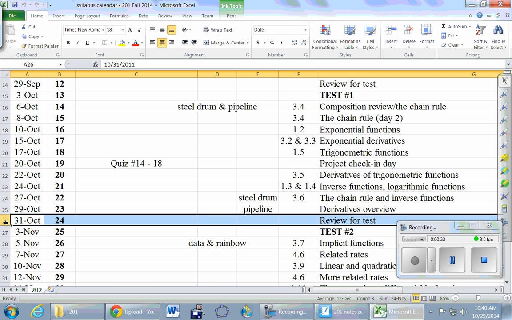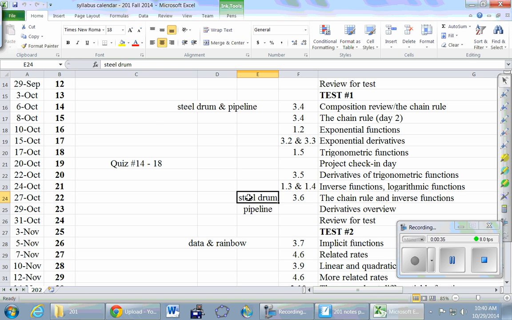Also, steel drum was due last class. Several people turned it in, but several people didn't. So hopefully you got steel drum done. You put it in the green folders right now. And then officially pipeline is due right now, so put those in the green folders as well. Any questions on the calendar?